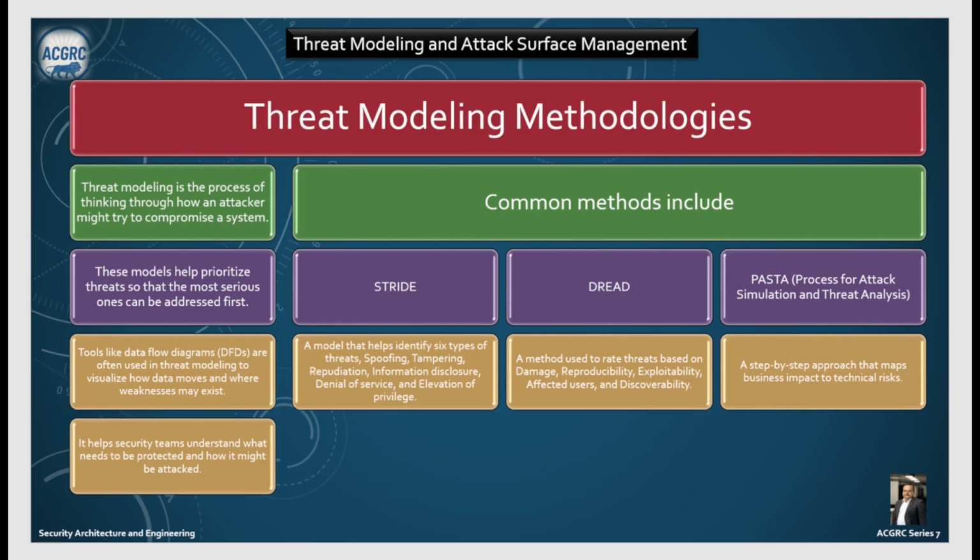Common methods include STRIDE, which is a model that helps identify 6 types of threats: spoofing, tampering, repudiation, information disclosure, denial of service, and elevation of privilege. DREAD is a method used to rate threats based on damage, reproducibility, exploitability, affected users, and discoverability. PASTA, or Process for Attack Simulation and Threat Analysis, is a step-by-step approach that maps business impact to technical risk.